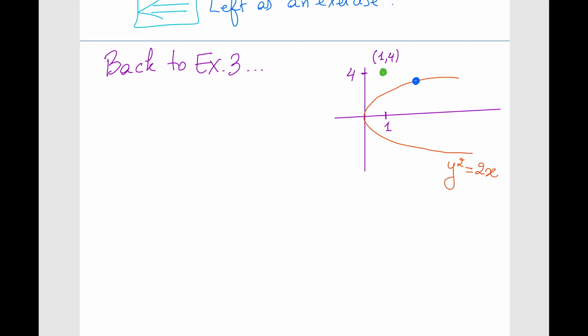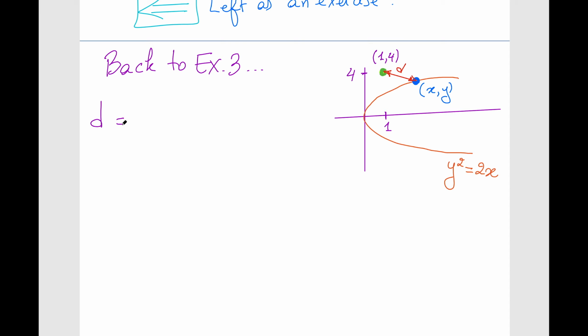How about I label this point, which is a generic point on the curve y squared equals 2x? How about we call it (x, y)? So (x, y) belongs to the graph of that parabola, y squared equals 2x. And what's the distance separating the two? That's the distance separating the two. Let's call it little d. That distance, I would like to minimize it, right? This is the idea here. We want to minimize little d.